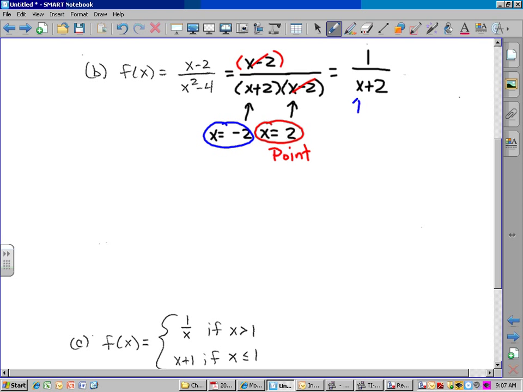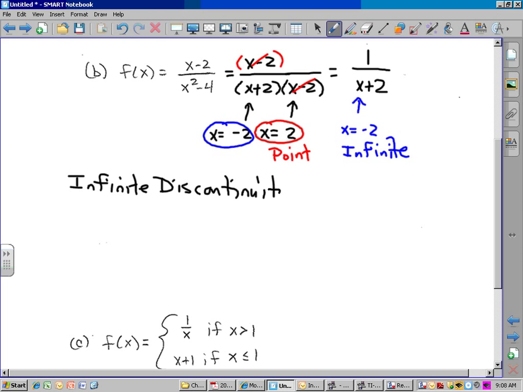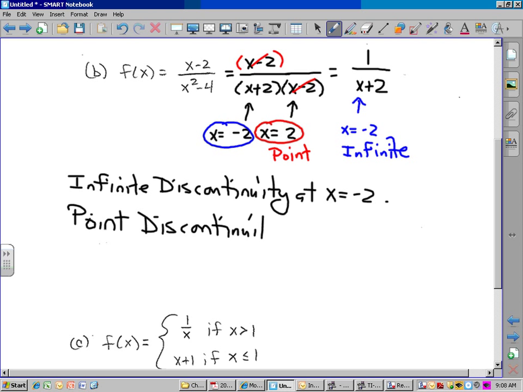That's what's causing this right here. X equals -2. It's still there. I can't cancel it. So that's going to be infinite. So based off of just looking at the algebra here, I'm going to say that we have an infinite discontinuity at x equals -2. And we're going to say we have a point discontinuity at x equals 2.